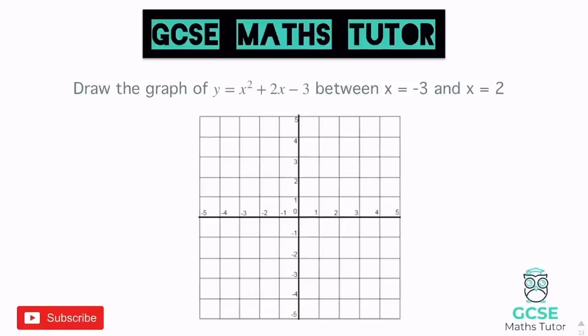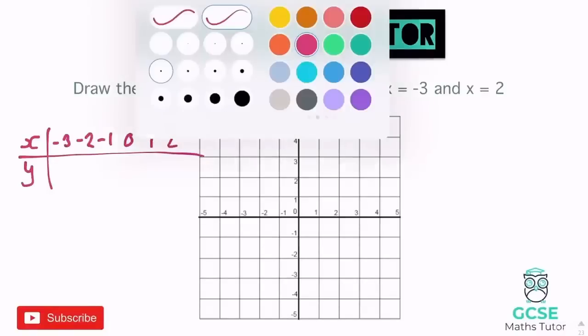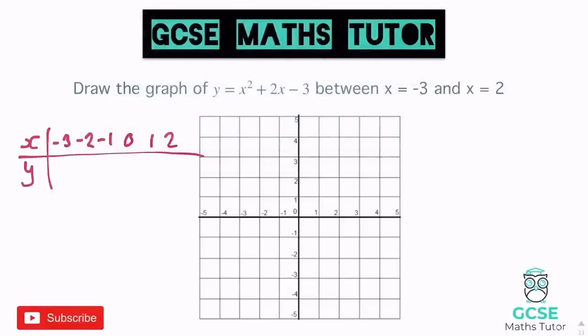Slightly different one, so draw the graph of y equals x squared plus 2x minus 3 between minus 3 and 2. Now again, I'm going to do a little table for this. So we have x and y, and it's between minus 3 and 2. So minus 3, minus 2, minus 1, 0, 1, 2. Now this is a slightly more complicated one for us to sub in, because to find the y coordinate you have to do x squared, add 2x, take away 3. So I want to write these down nice and carefully.